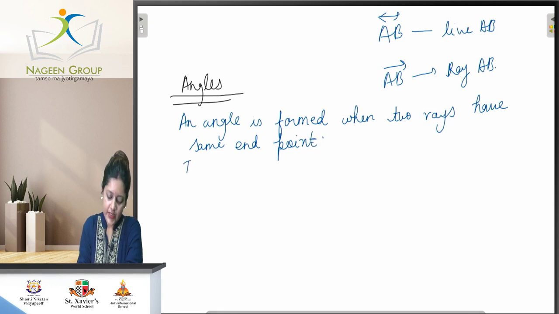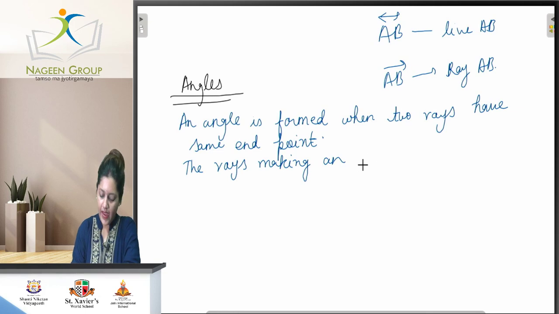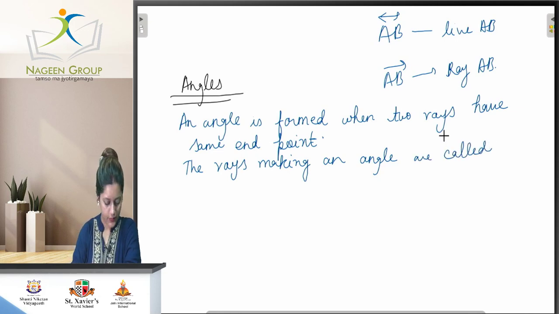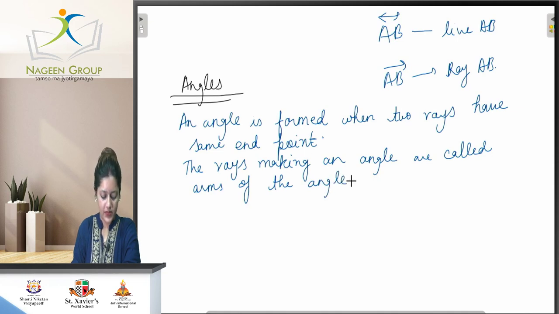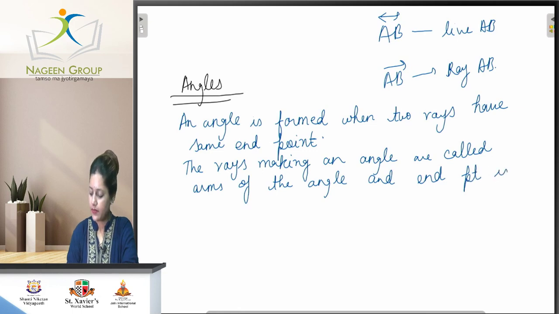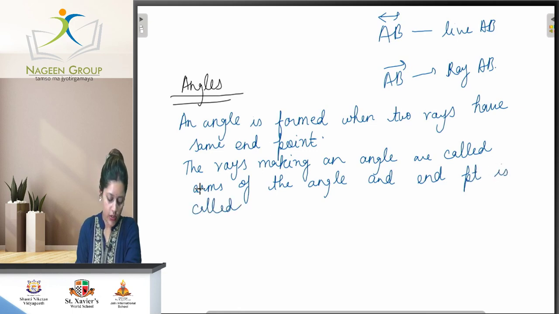Next point, the rays making an angle are called the arms of the angle, and the end point is called the vertex of the angle.